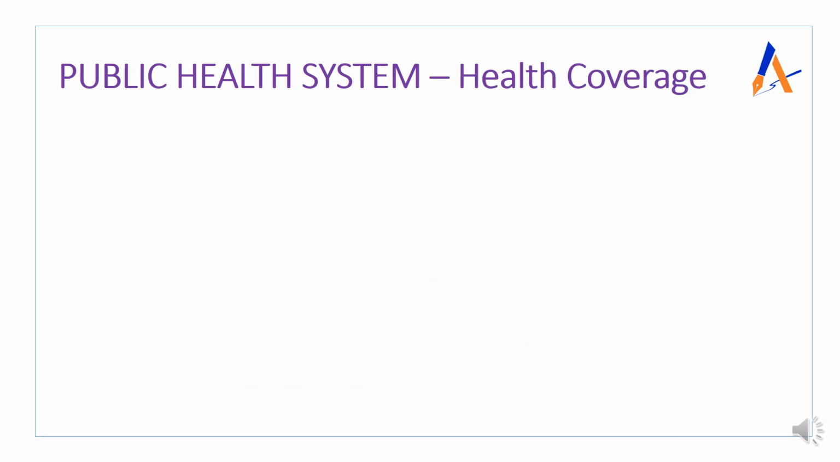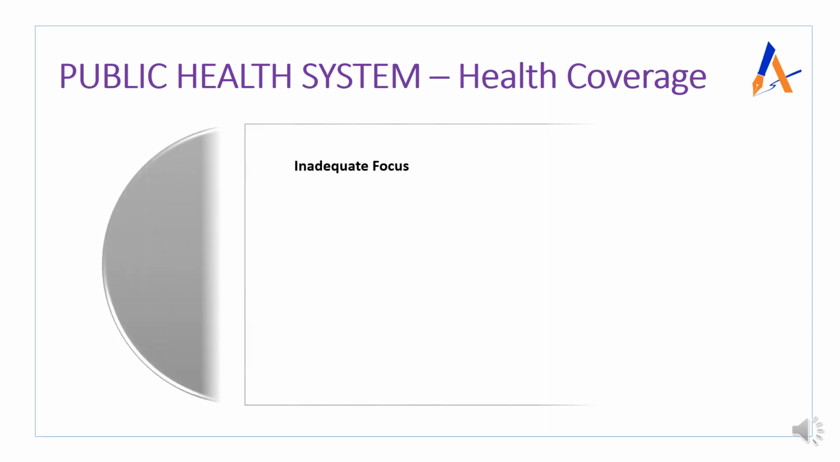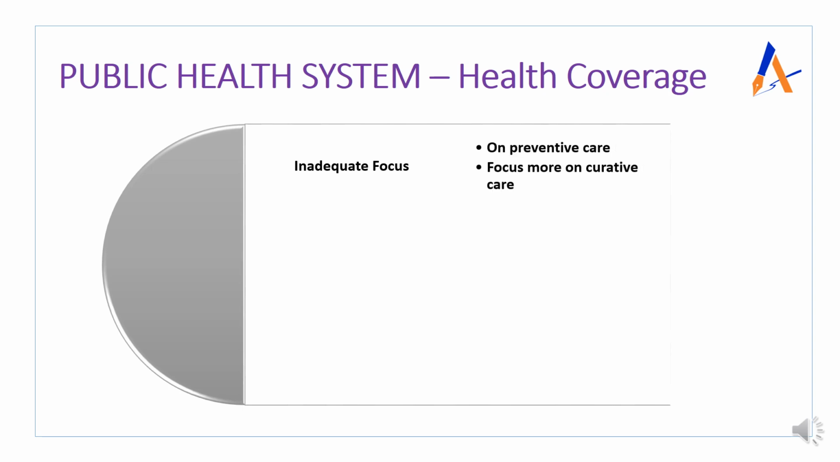Next problem which we are going to analyze in the public health system is related to health coverage. So the first point is inadequate focus. The focus on comprehensive preventive care is not there, and primary care is not there. We have already discussed the issues related to preventive care. So more focus is on curative care. We have already seen our data: out of the total healthcare expenditure, only 6.7% is being spent on preventive healthcare.